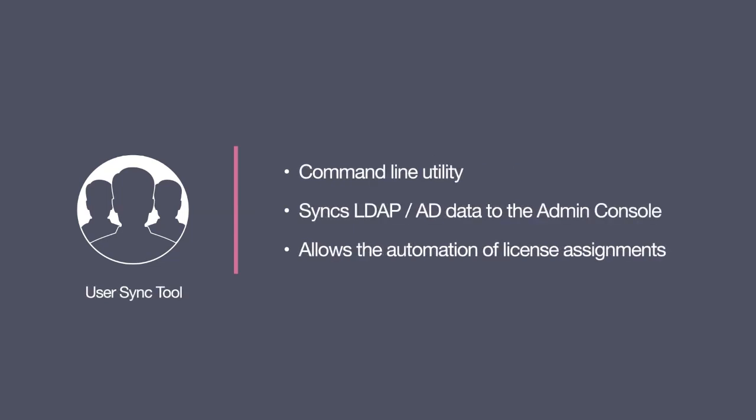The next best option is the user sync tool. This is a command line utility that can take user and group information from an LDAP or AD solution and synchronize that into your admin console. Again, you can then use that group membership and ongoing syncing to control which users get which licenses automatically. Neil Martin, Sound Mac guy, did a great talk on this a few years ago. Again, I'll link to that in the post.